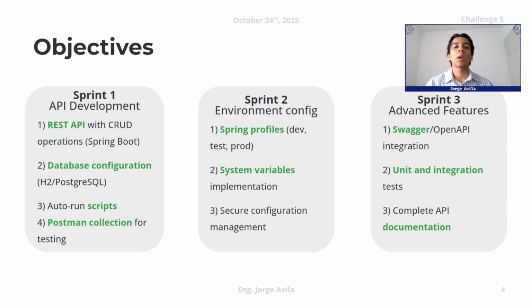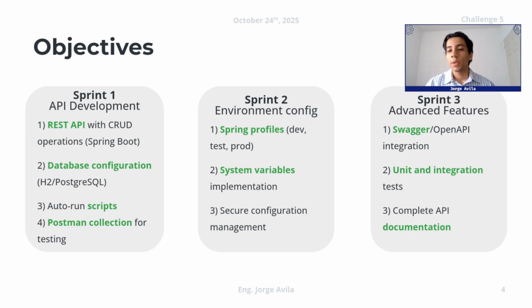In Sprint 2, we have the environment configuration. First, the Spring profiles, dev, test, and production, using YAML files or .properties files, but in this case, for this challenge, I used YAML files. And also system variables implementation, using the .env file. And third, secure configuration management using the .env file.